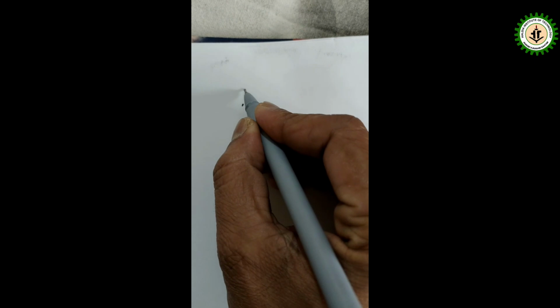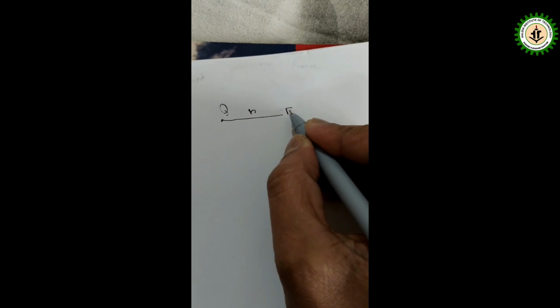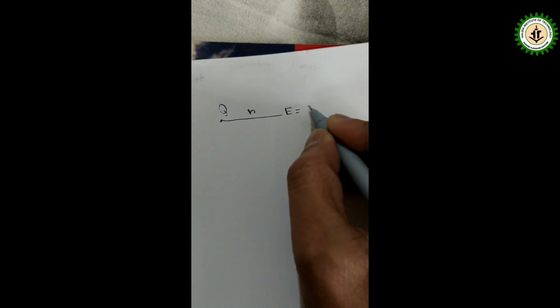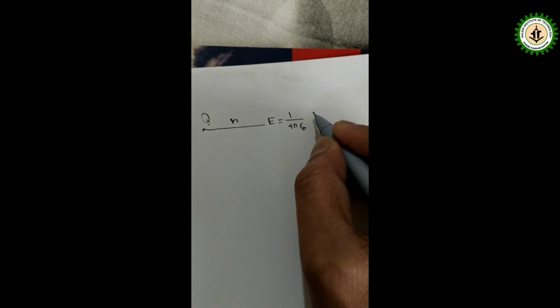Today I'll discuss some basics of electric field and electric potential. So initially, if I consider a point charge Q, and due to this point charge, what is the electric field at a distance R? The value of electric field E at a distance R, E equals 1 by 4 pi epsilon naught, this is a constant, into Q by R square.